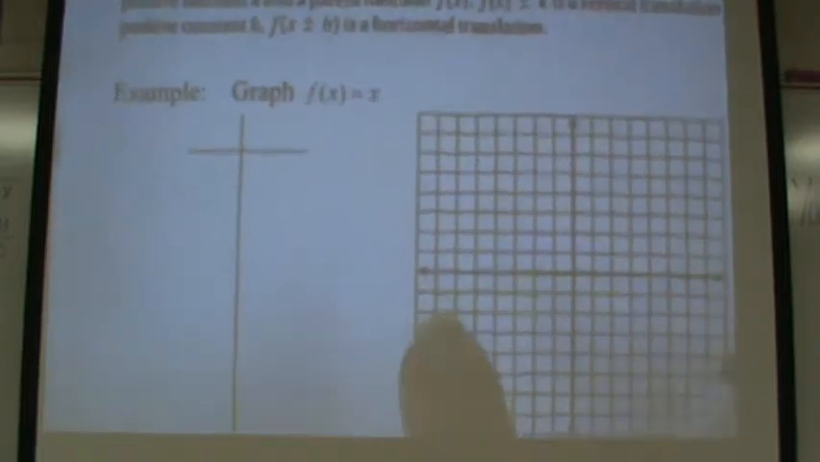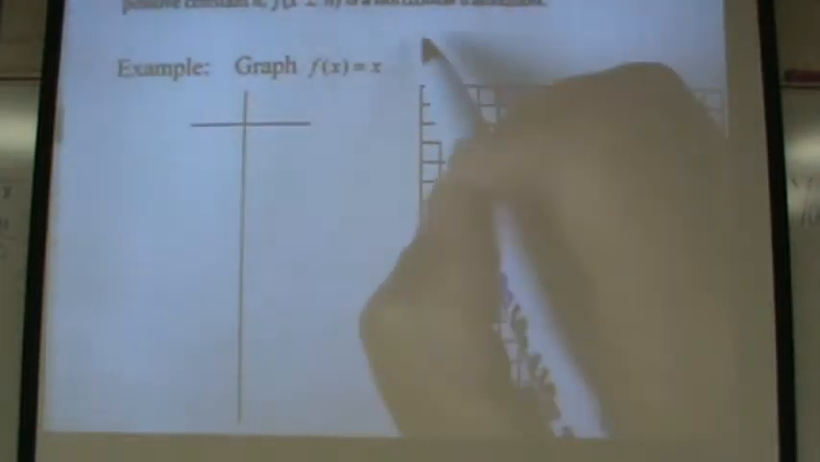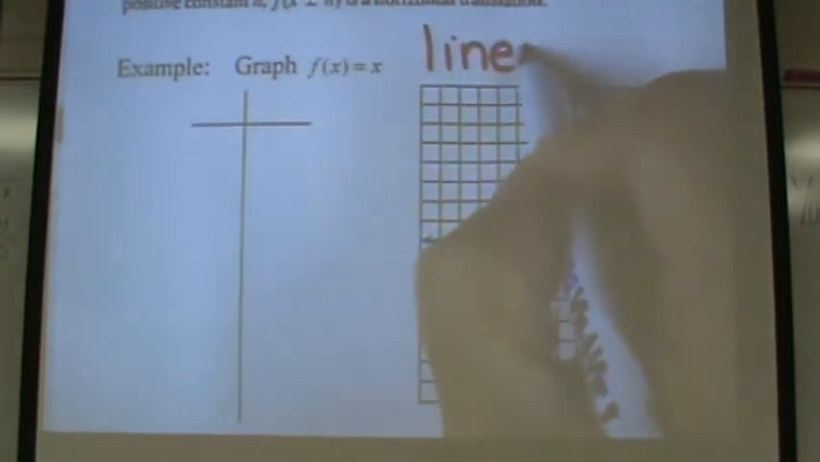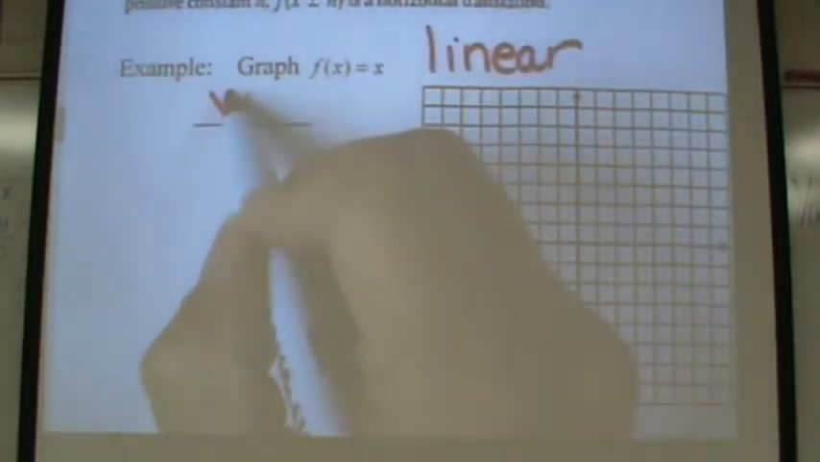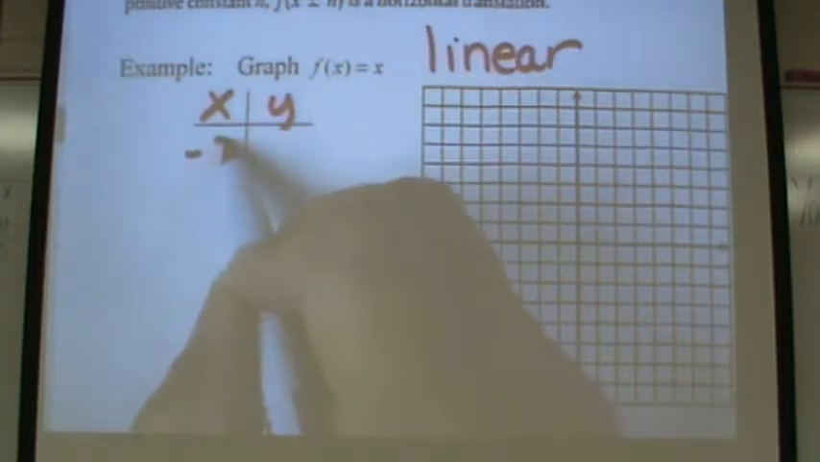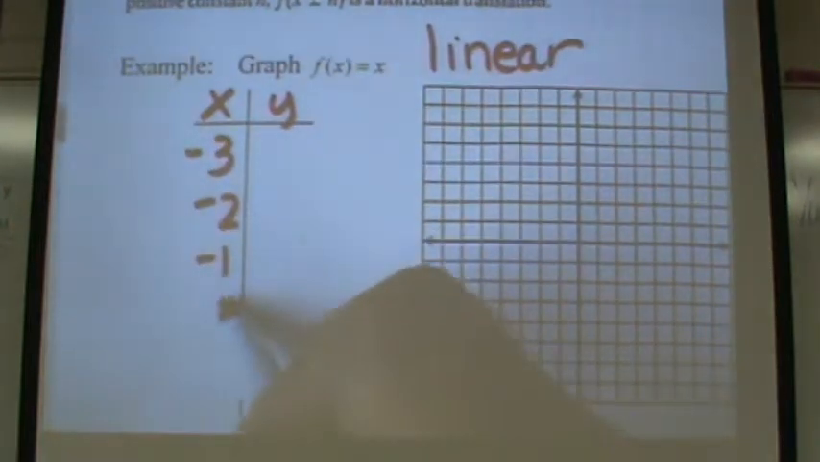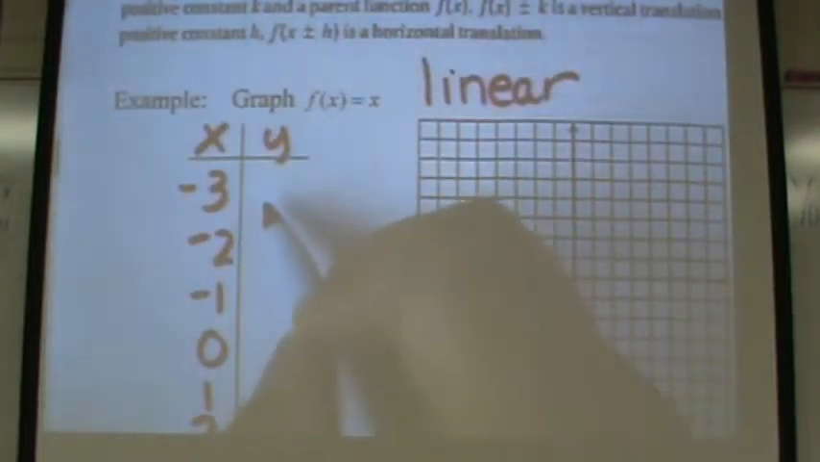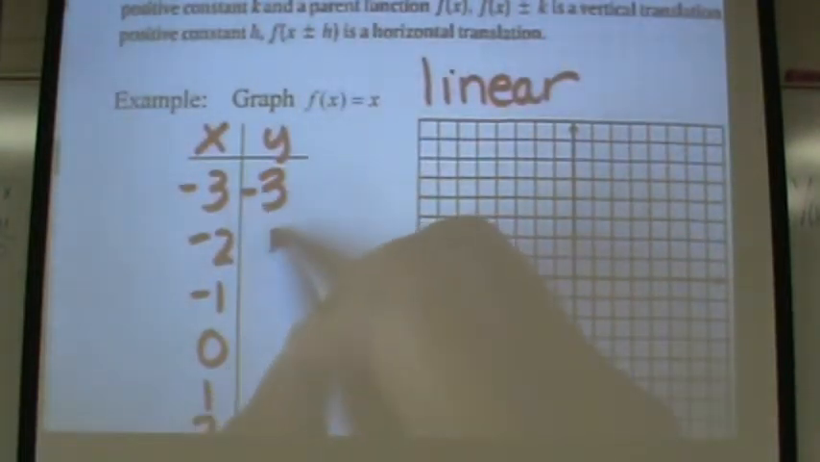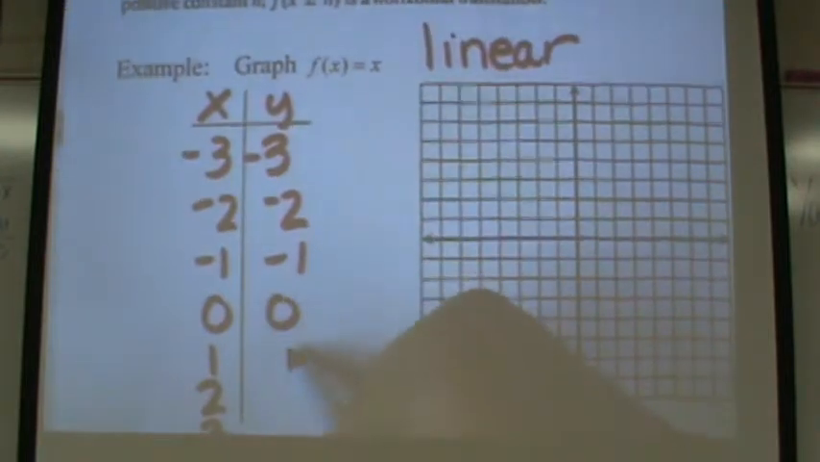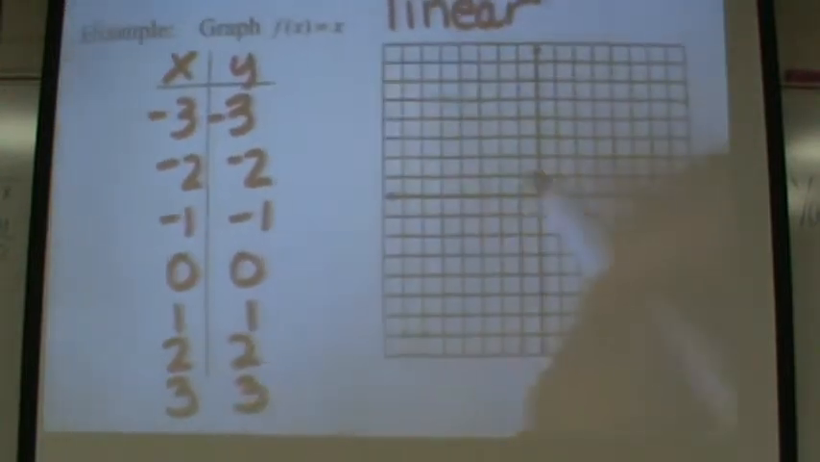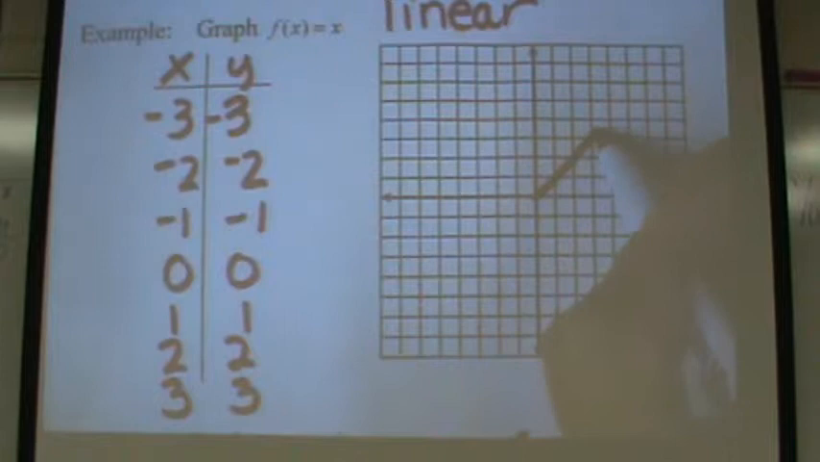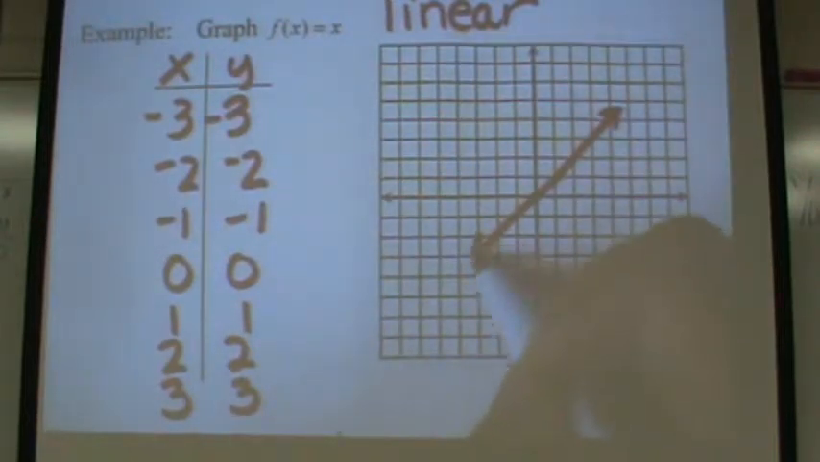Okay, so yesterday we looked at the family of functions. We did this one, which was linear. What we did was we made a T-chart, and we plugged these numbers in and we graphed them. And it was a straight line. After you plotted them, it was a straight line.